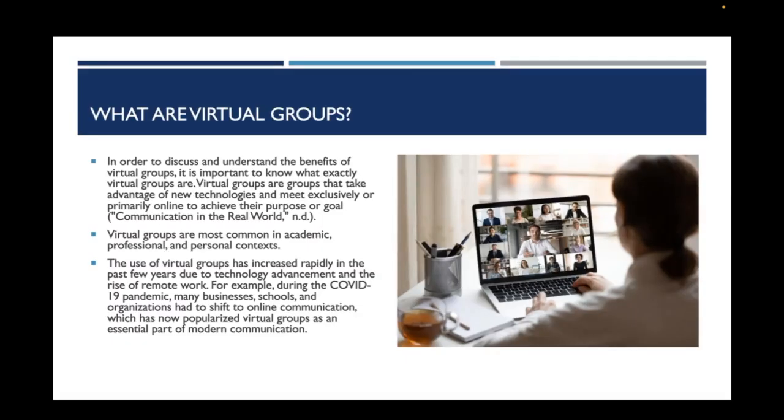The use of virtual groups has increased rapidly in the past few years due to technology advancement and the rise of remote work. For example, during the COVID-19 pandemic a few years ago, when everyone was quarantined and had to stay at home, many businesses, schools, and organizations had to shift to online communication. That shift has popularized virtual groups and has now become an essential part of our modern communication today.